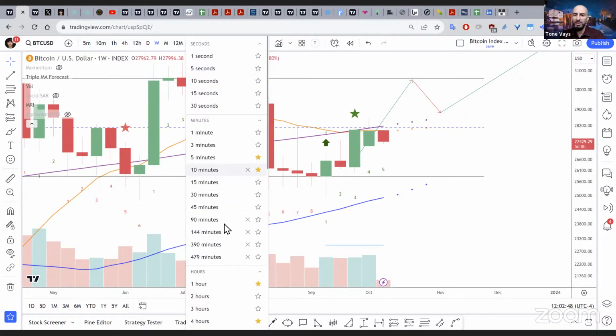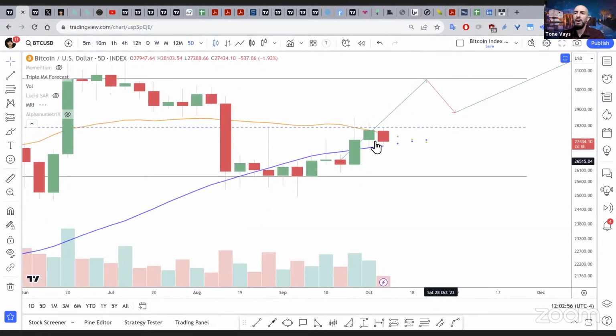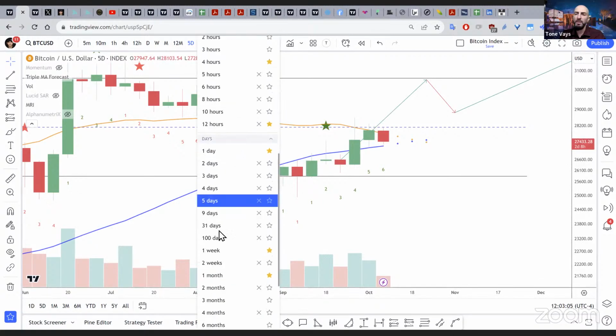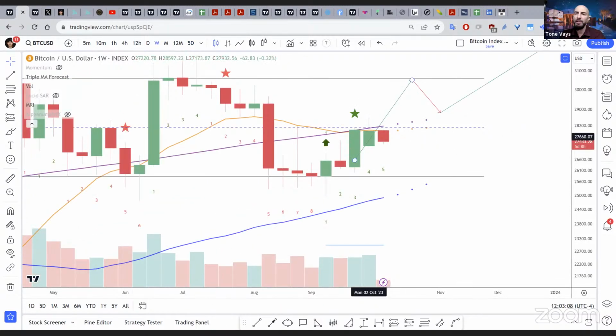We can maybe do like a 6-day chart. Six months, 2 weeks, 1 week, 10 days, 9 days, 5 days. If you do a 5-day chart, it's a little cleaner, but you guys get the point. Bad data.